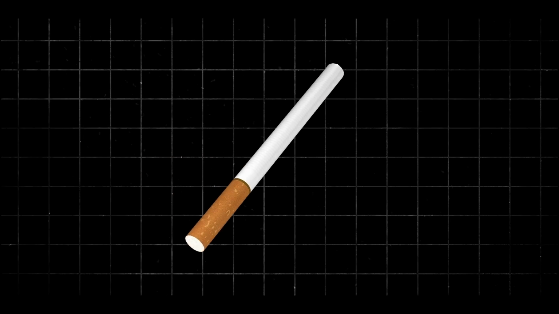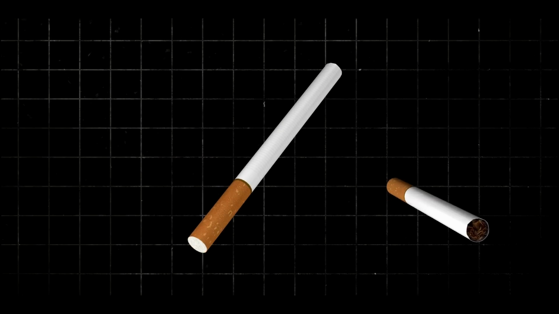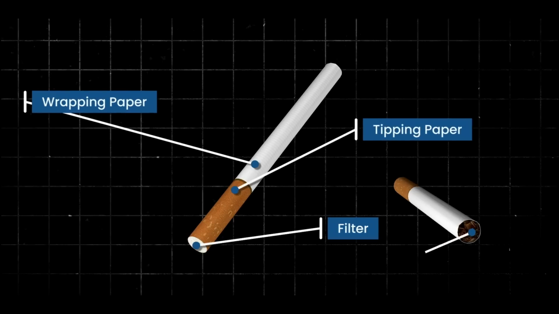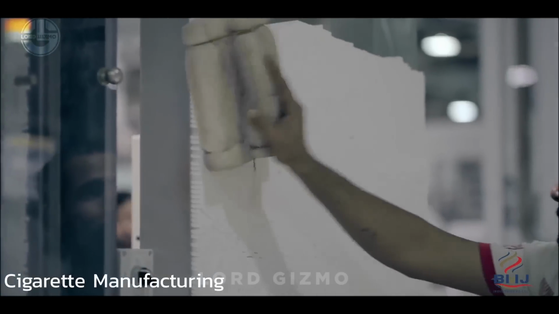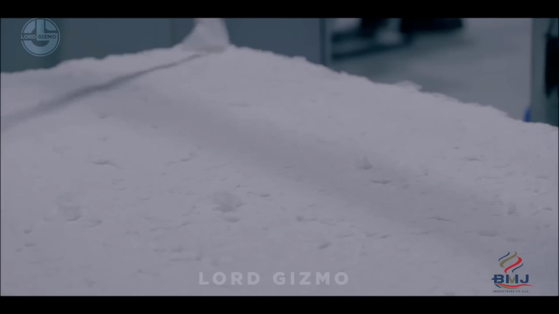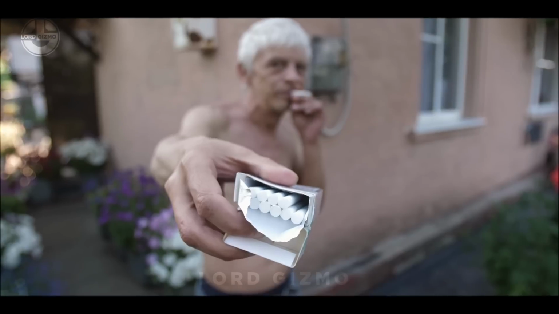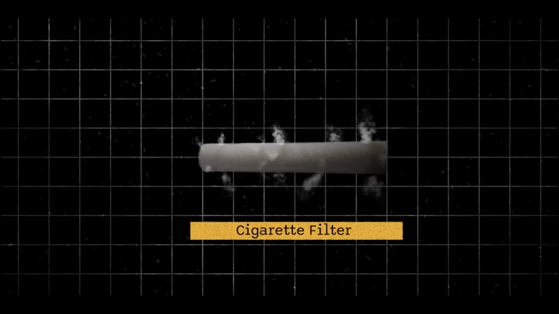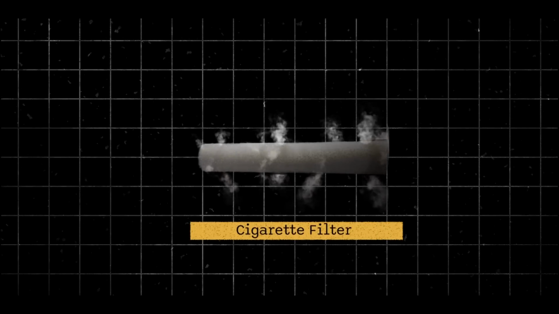A typical cigarette consists of 4 different components, which include a filter, a wrapping paper, a tipping paper, and tobacco. Each of them has a specific function. The filter is composed of a filtration material that resembles cotton, and it contains small holes that allow air and smaller smoke particles to pass through. It is designed to trap larger particles of tar and tobacco.